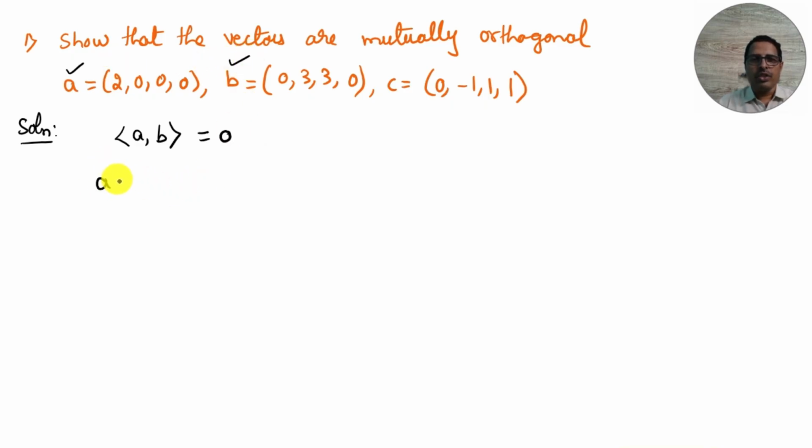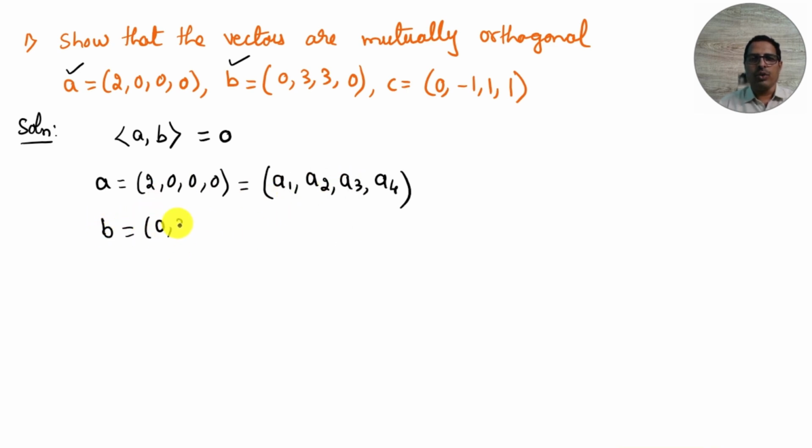Vector A, which is given over here, is 2, 0, 0, 0. Each of the elements can be taken as A1, the next element as A2, A3 and A4. So 4 elements have been taken. B is equal to 0, 3, 3, 0, and the corresponding elements can be taken as B1, B2, B3 and B4.